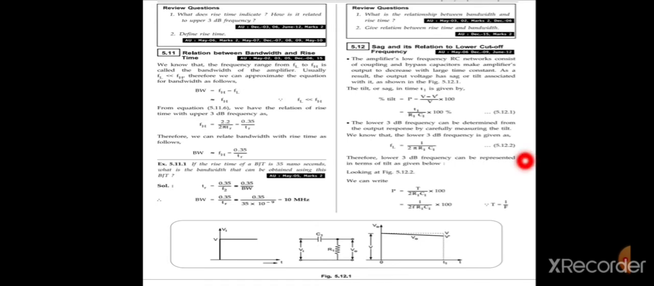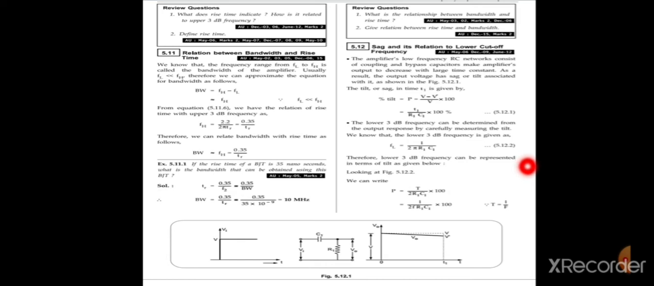Then we see about the relationship between bandwidth and rise time. We know that the frequency range from FL to FH is called the bandwidth of the amplifier, usually FL less than FH. Therefore, we can approximate the equation for bandwidth as BW equal to FH minus FL, approximately FH. From the equation, we have the relation of rise time with the upper 3 dB frequency as FH equal to 2.2 by 2 pi TR equal to 0.35 by TR. Therefore, bandwidth is approximately equal to FH equal to 0.35 by TR.